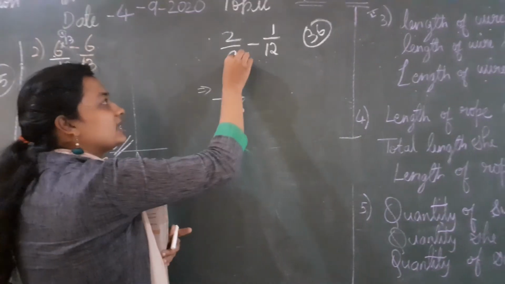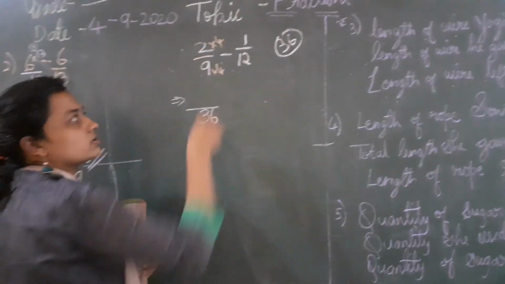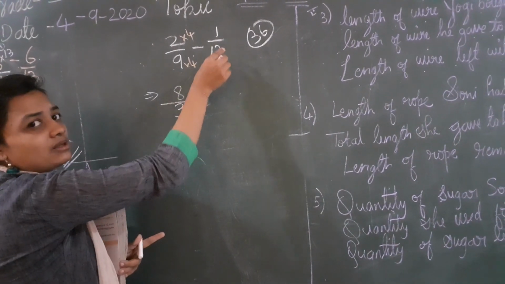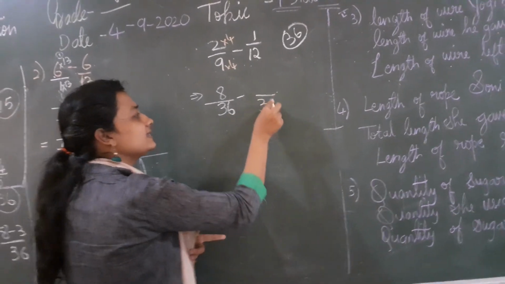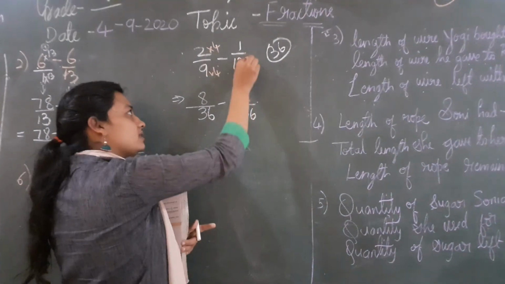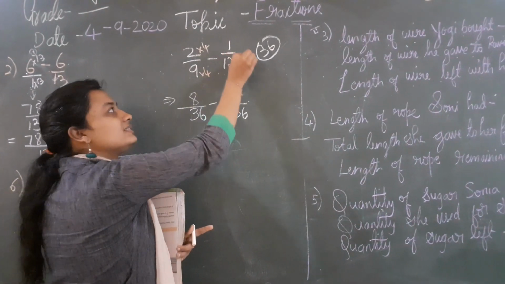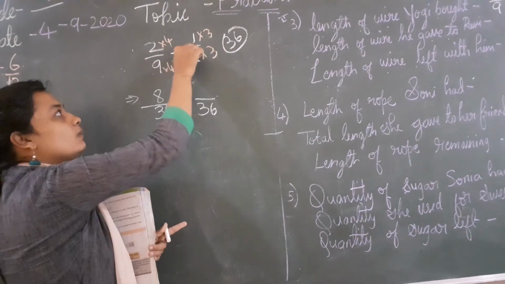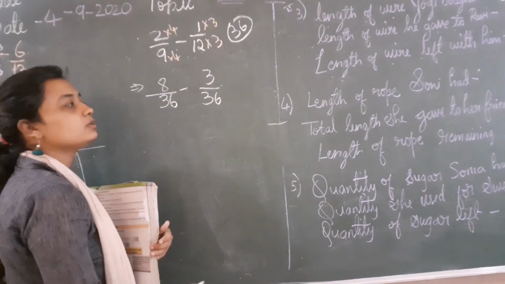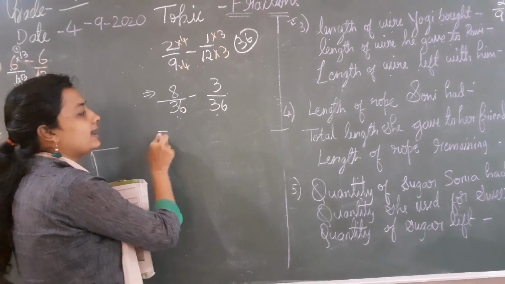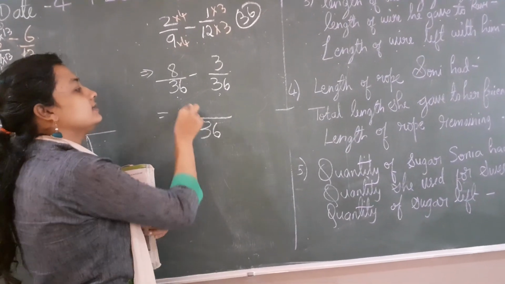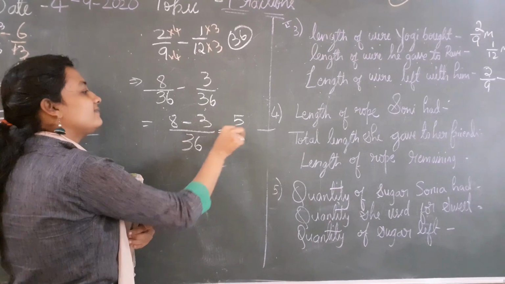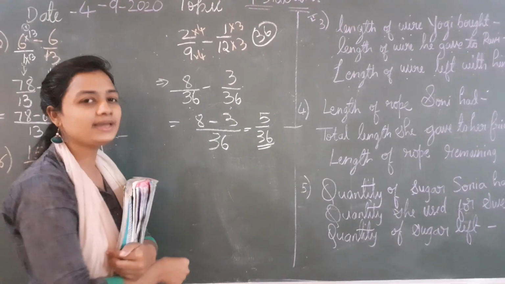Convert them to denominator 36. So I should multiply 9 with 4. This also with 4. 2 4s are 8. Minus, I have to convert 12 also to denominator 36. What should I multiply with 12? If I multiply 12 with 3, I get 36. So multiply 1 also with 3. 1 3 is 3. So now I got the same denominator. I can subtract easily. That is 8 minus 3 divided by 36. What is the answer I get? 5 by 36. So this is my answer.